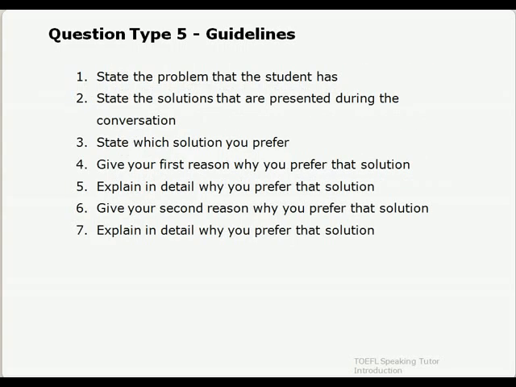Here are the guidelines for question type number 5. First, state the problem that the student has. State the solutions that are presented during the conversation. State which solution you prefer. This should all be done rather quickly. Then, you want to give your first reason why you prefer that solution. Explain in detail why you prefer that solution. Then give the second reason, and again, explain in detail why you prefer that solution.